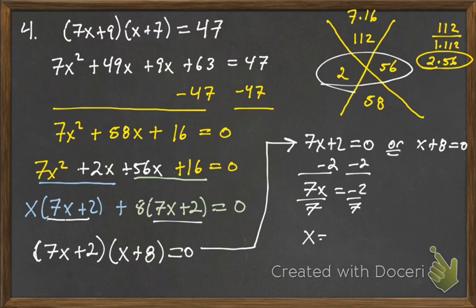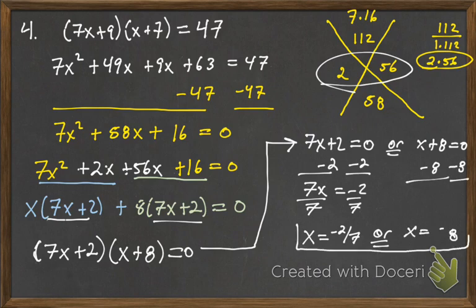X is equal to negative 2/7. On the other one, all we'll need to do is subtract 8 from both sides, and we get x is equal to negative 8. Okay, so that's it there. So this one, I think you got one or two like this in the homework. So this is a general strategy. Maybe you get nicer factoring, maybe you get a little bit larger numbers like this one.